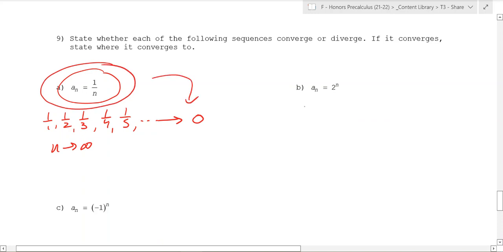But what about over here? N is 1, you get 2 to the first, and then the second one is 2 squared, and then 2 cubed, and then 2 to the fourth. Is that getting close to a finite number? No, it's getting infinitely big. So this one diverges. It doesn't get close to a finite number, but this one converges.